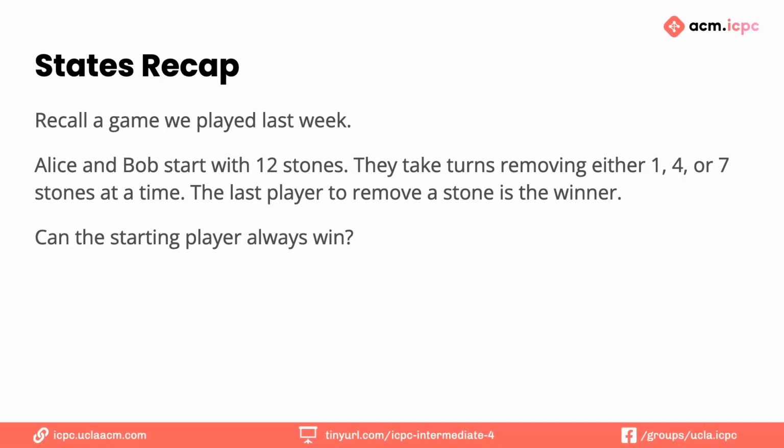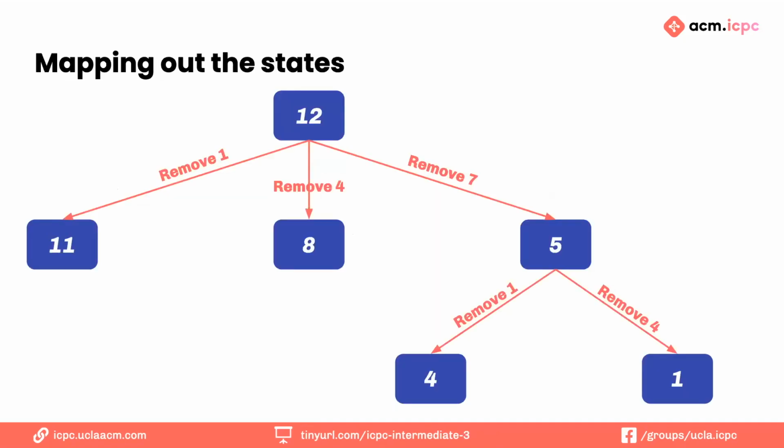And the main idea for this type of problem is that we want to consider how many stones there are as the state of the game. So at the beginning of the game, we start out with 12 stones. So the initial state would be having 12 stones on the board. And then the first player to take a turn can reduce the board state into 11 stones, 8 stones, or 5 stones by taking either 1 stone away, 4 stones away, or 7 stones away, respectively.